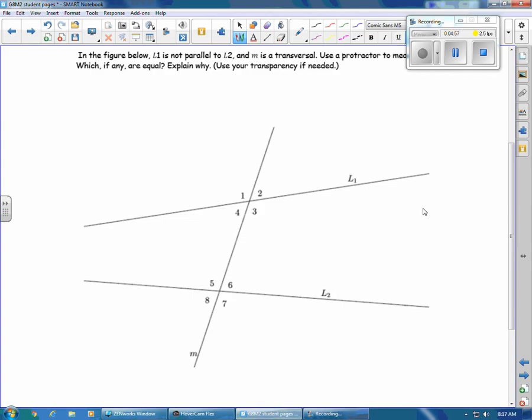So let's go back to our notes. What notes do we want to take here?